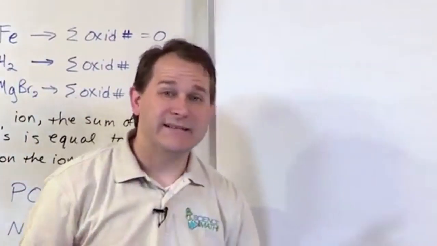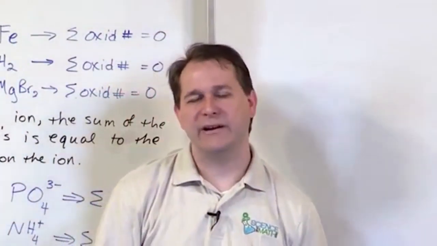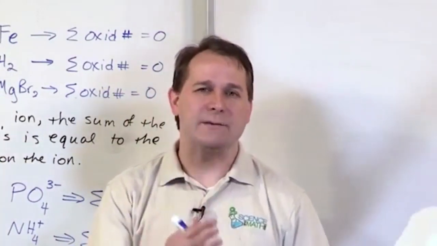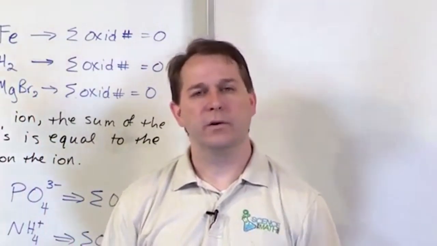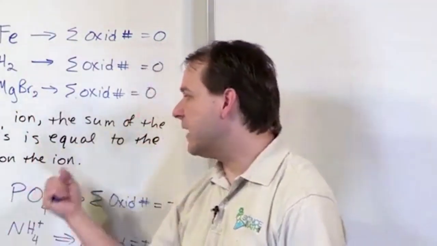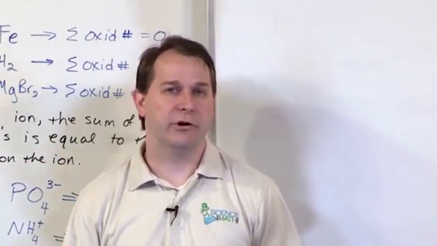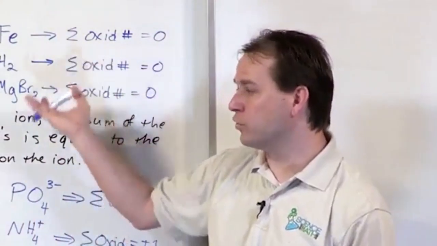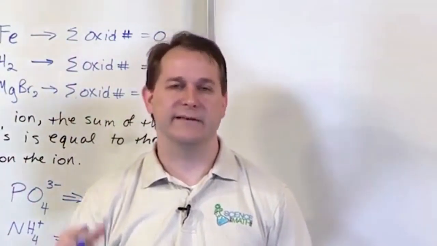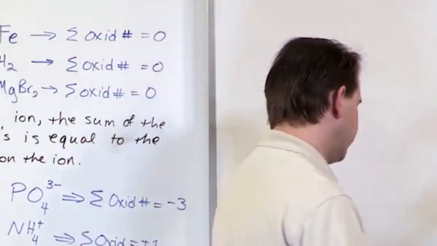And that basically applies to everything, because everything in nature is either going to be a neutral atom or molecule, in which case the oxidation numbers will sum to 0, or it's going to be an ion of some kind, in which case the oxidation numbers are going to sum to give you the charge on that ion. So everything's going to fall into one of those two categories, and that's why it's rule number 1. It applies to basically everything. It's the top of the food chain, always going to apply. Now let's go and look at rule number 2.